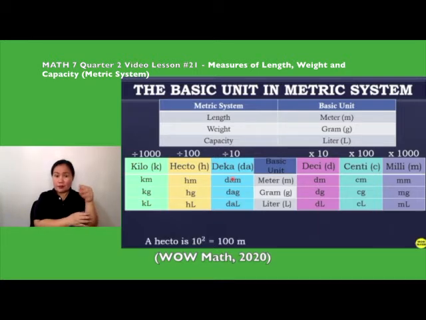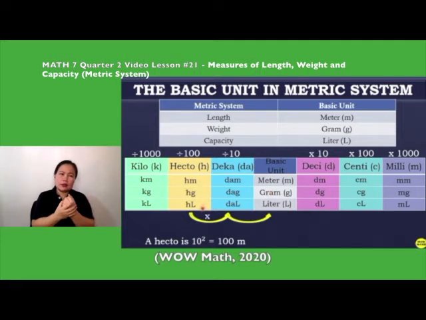So, a hecto is 10 squared. Okay? So, from the basic unit, a hecto is 10 squared kasi 1, 2. Okay. From bigger unit to meter. So, halimbawa ito, pabalik ako. Bigger unit to smaller unit, pakanan. Ibig sabihin, magmumultiply tayo. Ng ilan? Dalawa. So, 100. Kaya 100 meters.